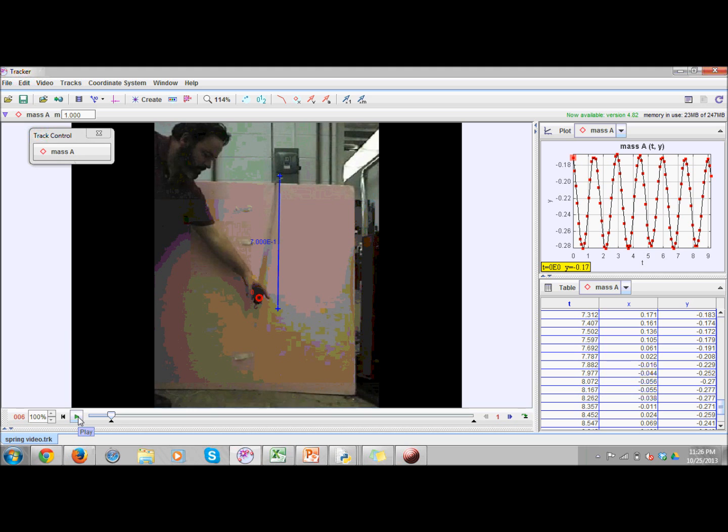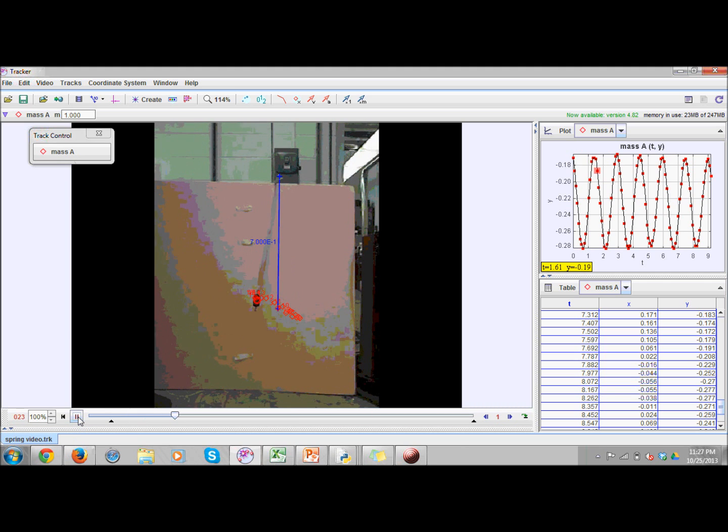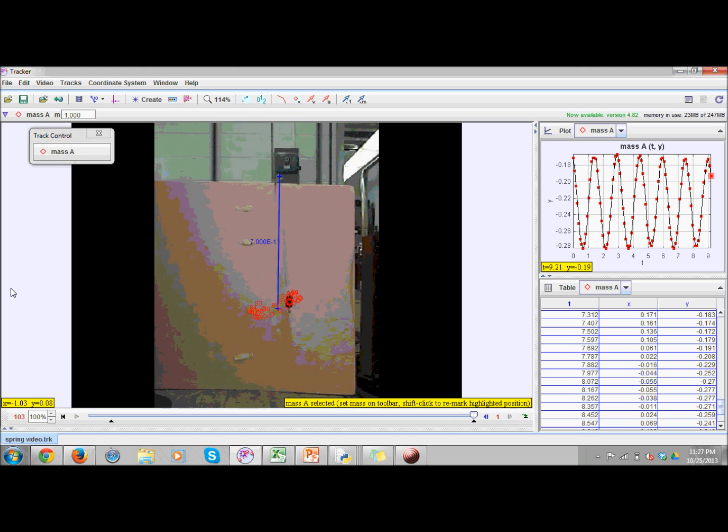I begin with this video. For the purpose of this lab, I will be considering the spring and the mass to be my system. I use the attachment point here to be the origin of my axes.